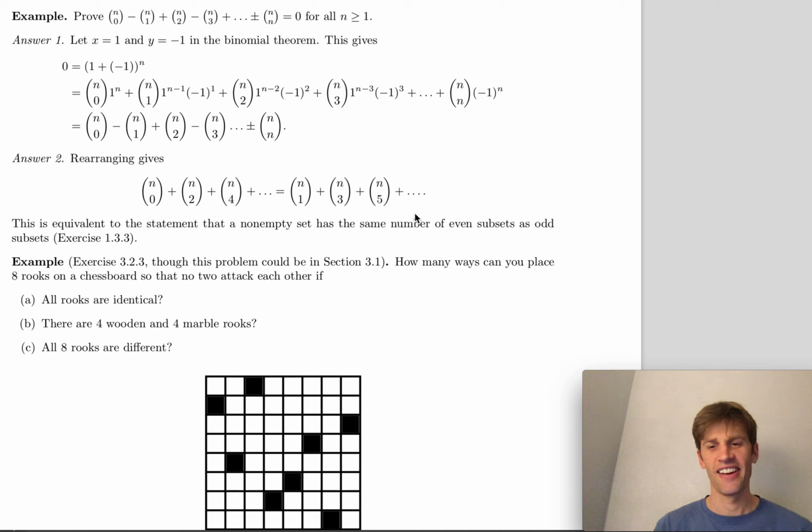What we have on the left is the number of subsets of even size from a set of size n, and what we have on the right is the number of subsets of odd size from a set of size n. We actually proved that earlier in the class. This is equivalent to the statement that a non-empty set has the same number of even subsets as odd subsets.